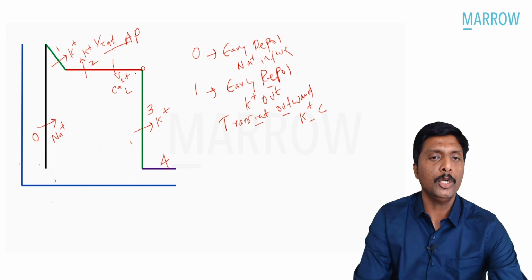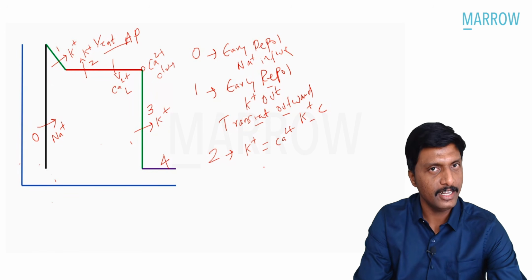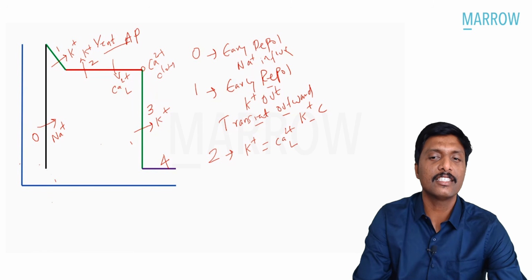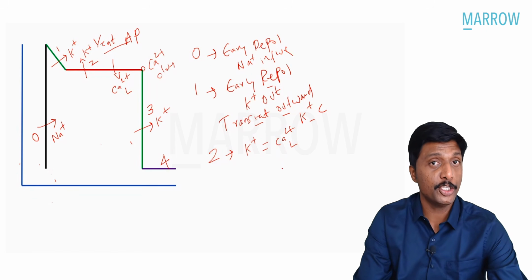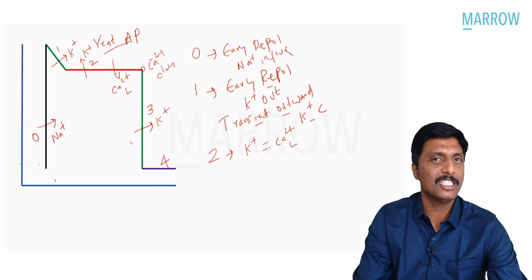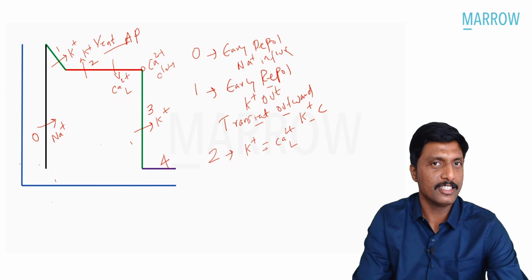That's all. At one particular point, remember guys, this calcium channel closes. Remember, for the plateau phase, it is potassium moving out that is balanced by calcium coming inside. This calcium current is the L-type calcium current. Phase 2 plateau is because of L-type calcium current. Potassium moving out is balanced by L-type calcium current coming inside.